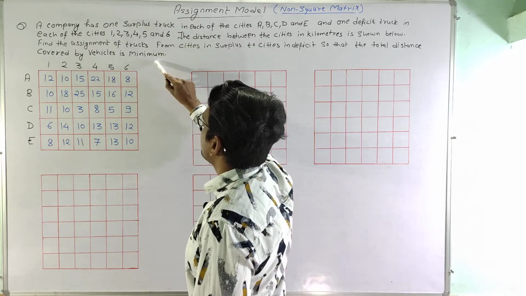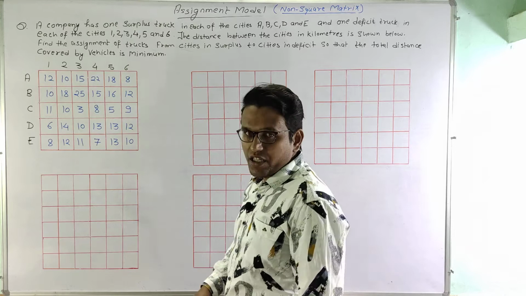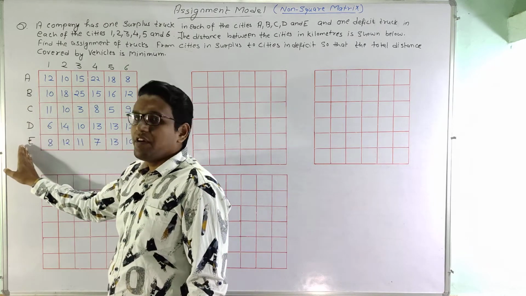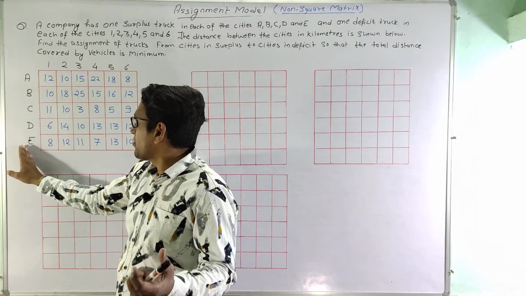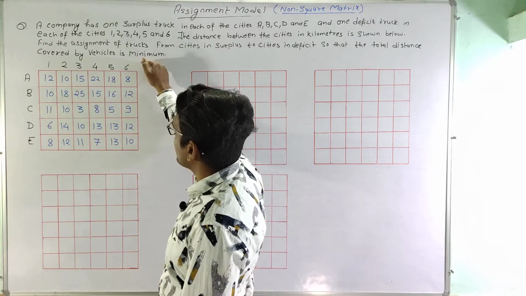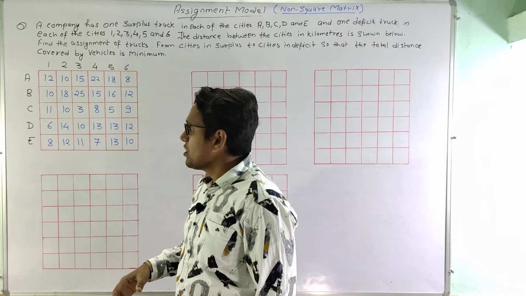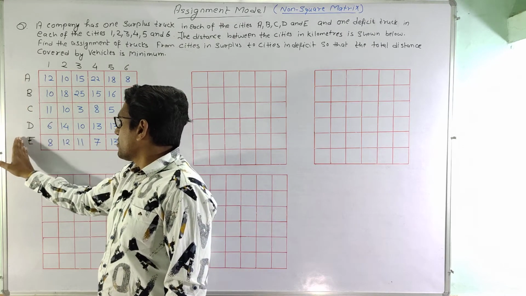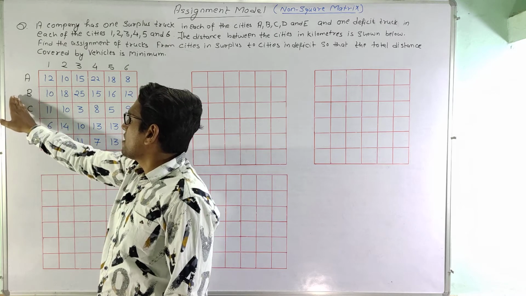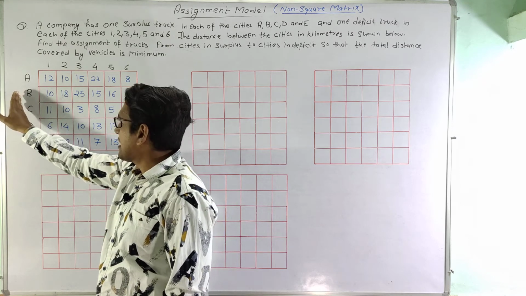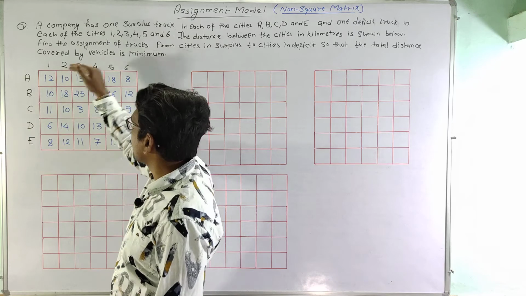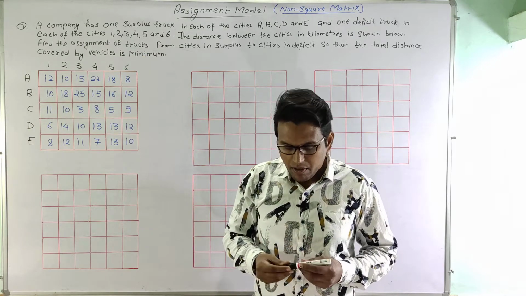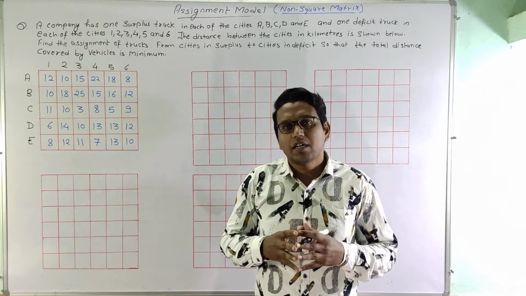So in this question it has been given that there are 5 cities where one truck is surplus and there are 6 cities where one truck is deficit. So we need to assign the distance traveled by a truck from cities in surplus to cities in deficit. So let us start solving the problem, and we'll solve this problem by the Hungarian method.